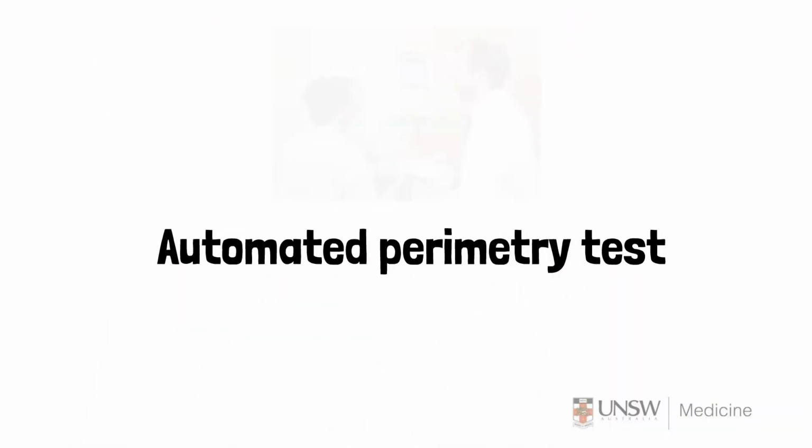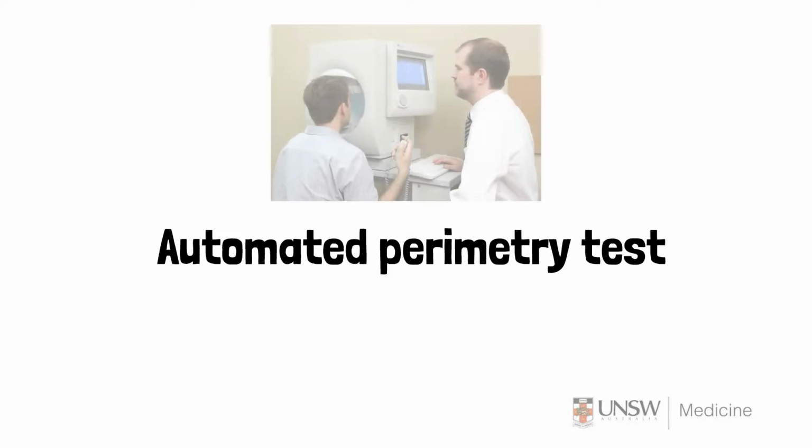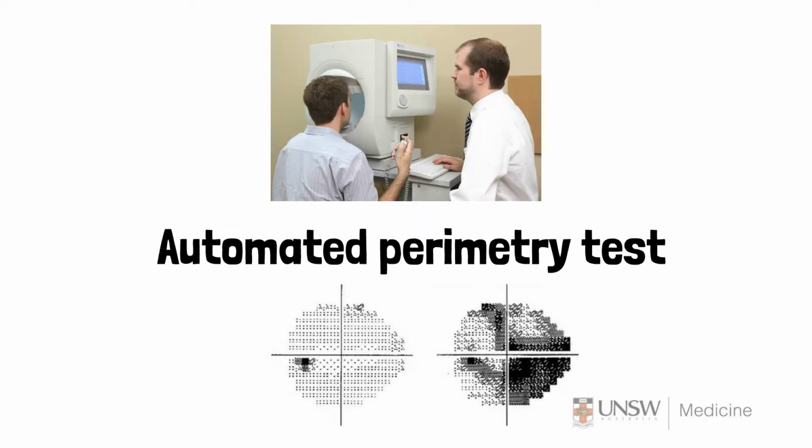This test displays a series of small dim lights in a machine. The patient must respond every time they can see a light. Then, the computer prints out a map of the patient's vision. Here we have an example of a normal visual field. And here's an example of an abnormal visual field.